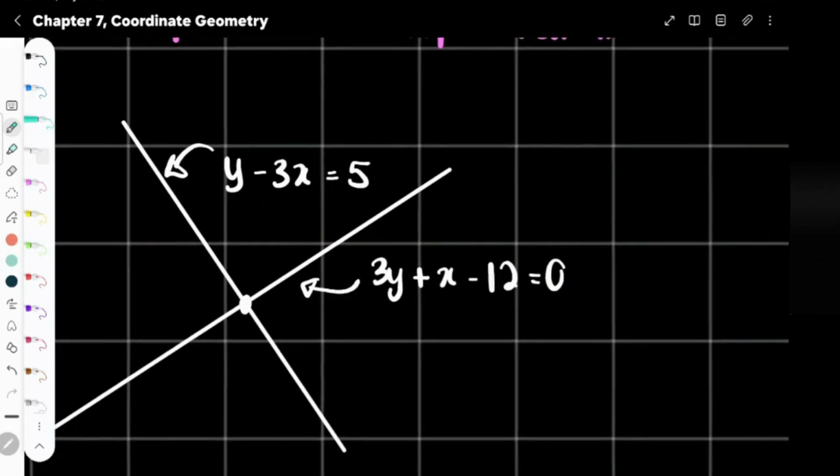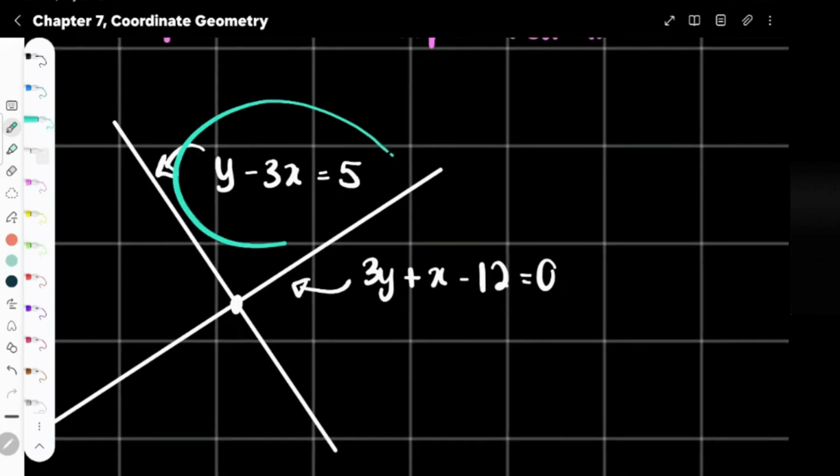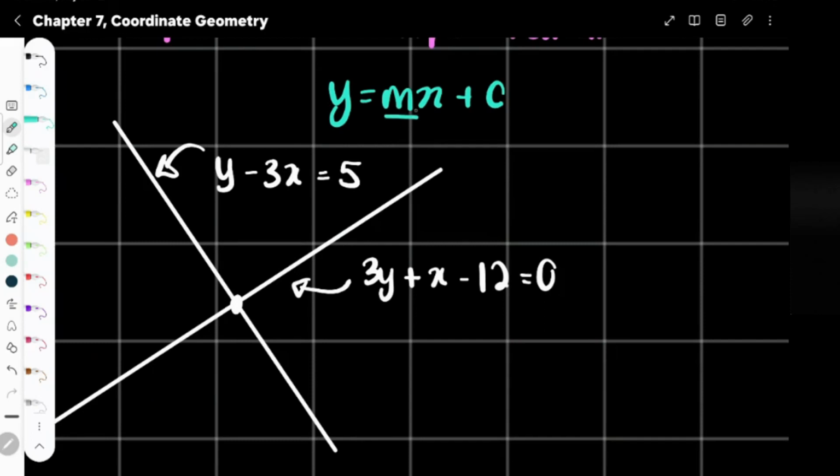Yes. You know why? First of all, you have to use the formula, right? And the formula wants what? M. And where can you get the m? In case you forgot, y equals mx plus c. So the m will be the gradient. If you want to find the m, you have to make y alone.